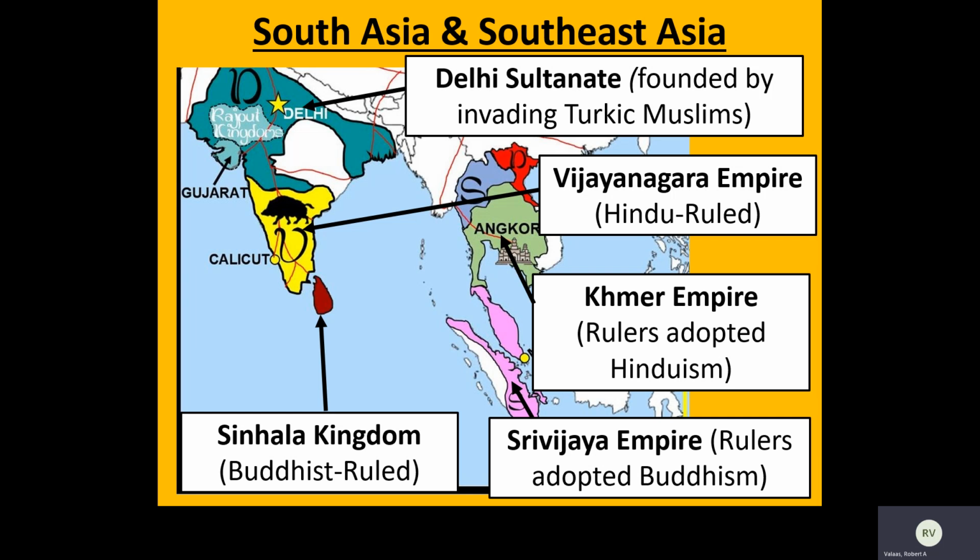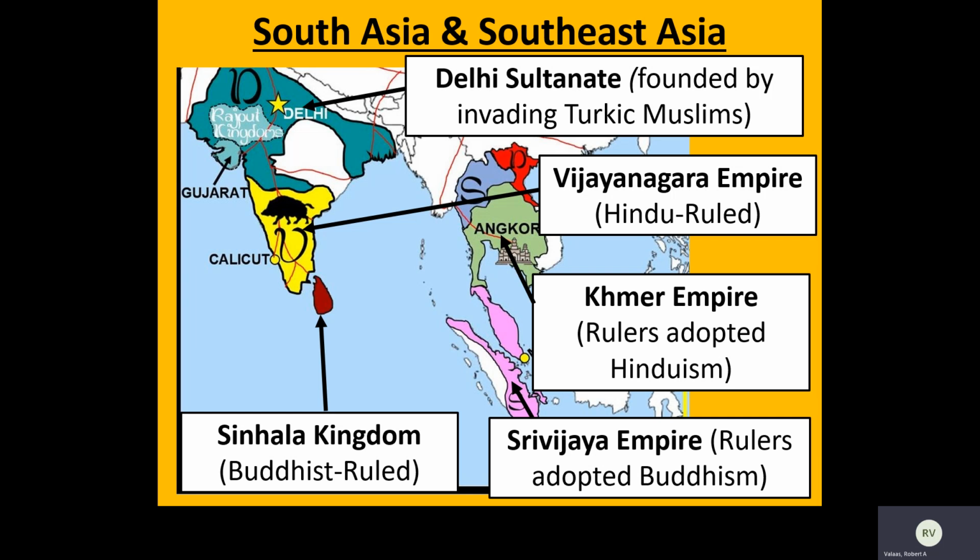So a lot of political and religious diversity that Ibn Battuta would have encountered. Now, Ibn Battuta himself, he did live and work for a number of years in the Delhi Sultanate. That's where a number of his wives came from. But he was there in South Asia at the same time as these other kingdoms.